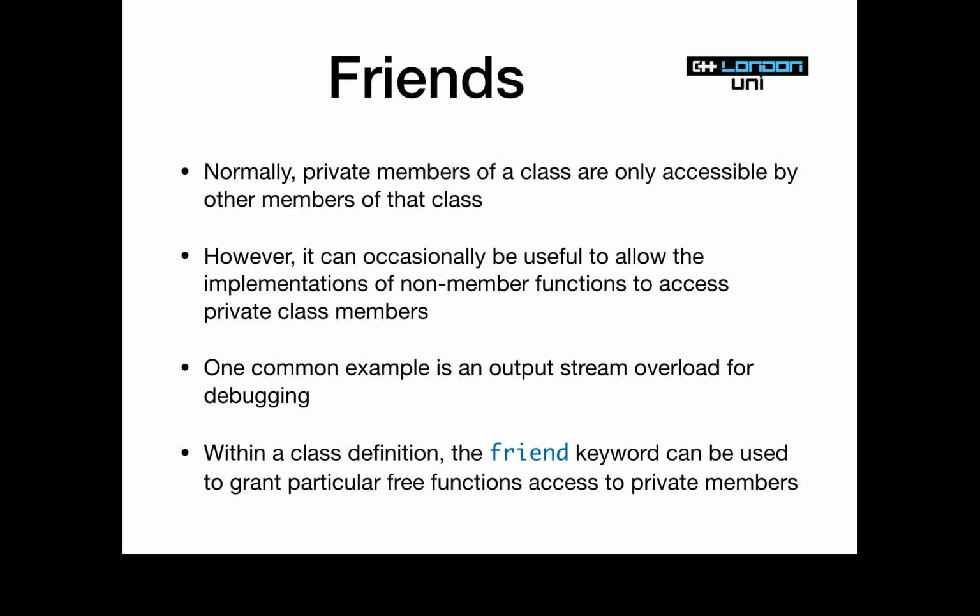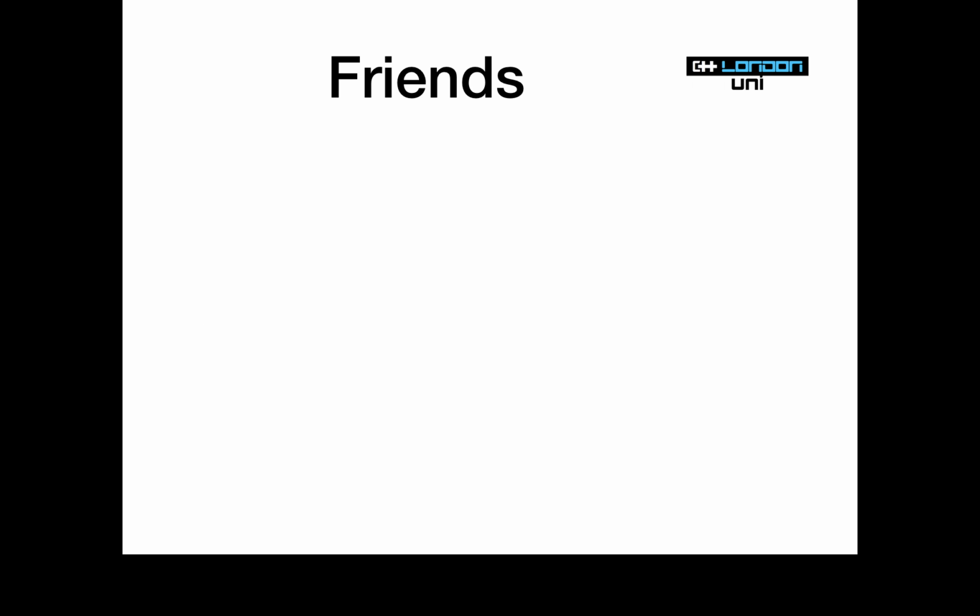Anyway, yes, C++ has this keyword friend. And the word friend can be used to grant access to private members of your class. So I lied and there is one.